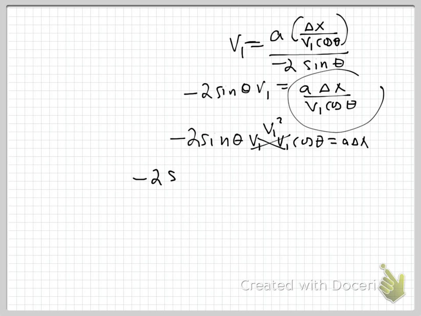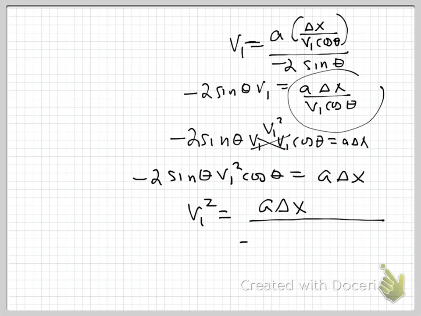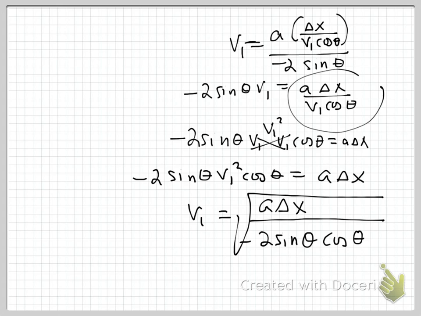So I've got negative 2 sine theta vi squared cosine theta equals a delta x. Now it's a pretty easy solve for vi. Everything that's multiplied by vi, I divide both sides by. So we have vi squared equals a delta x over negative 2 sine theta cosine theta. Solving for vi now, pretty darn simple. Take a giant square root and get rid of that radical. Okay.